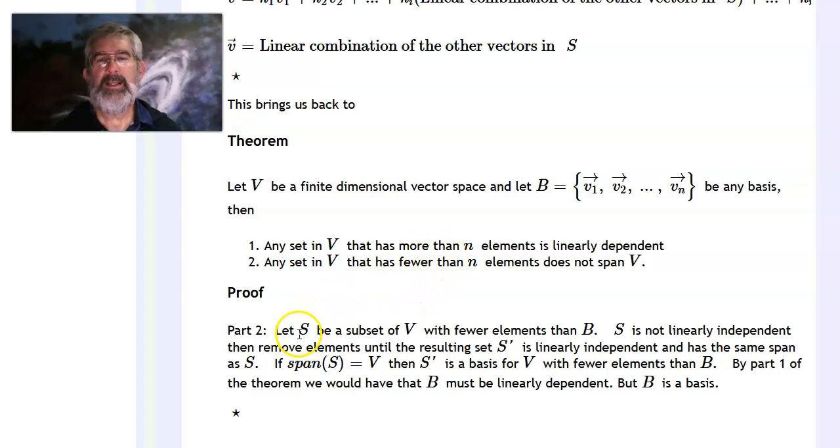So here we go. Let S be any subset of the vector space with fewer elements than this basis. I should have an if here. If S is not linearly independent, then use the plus minus theorem to keep removing vectors from S, keeping the span the same. And I claim that at some point I'll get to a set that is linearly independent. Because S having fewer elements than B has finitely many, and if I keep taking vectors out of there, eventually I'm going to get down to 1.